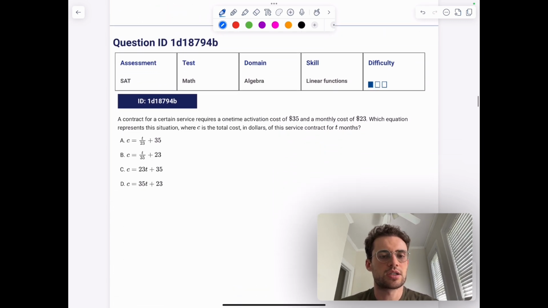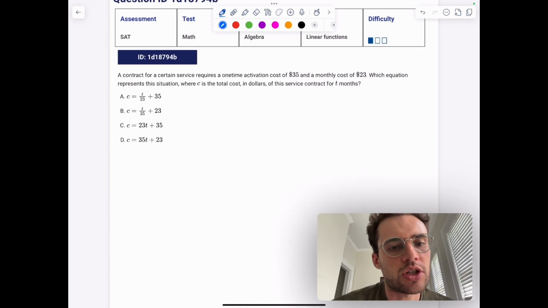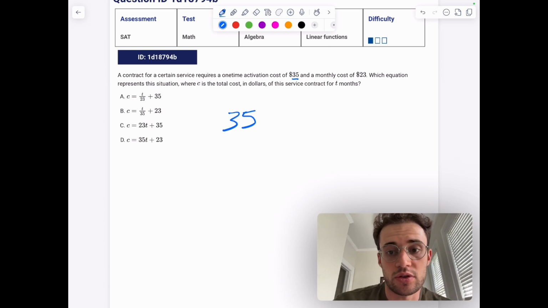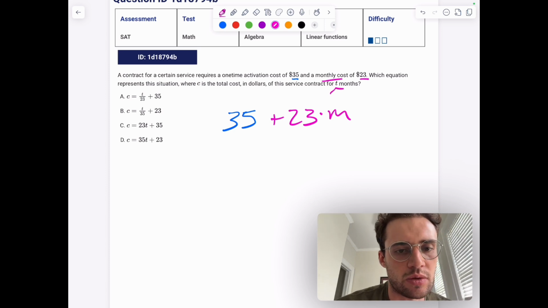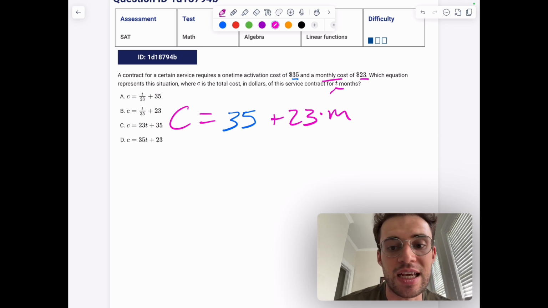Yeah, that is correct. A contract for a certain service requires a one-time activation cost of $35. So, right, you pay that even if you use it for 0 months, and a monthly cost of $23. So that's $23 times the number of months. Let's call it M. Looks like they're going to make it T eventually, but which equation represents the situation where C is the total cost in dollars of the service contract for T months? Okay, so I'll change my M to T.